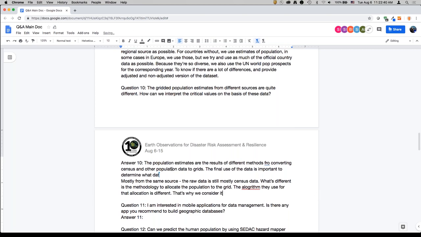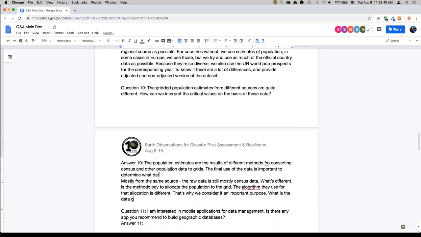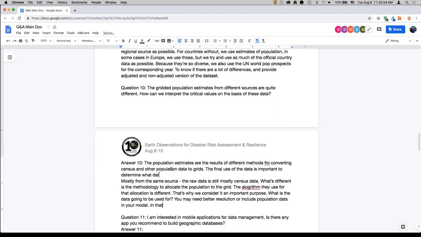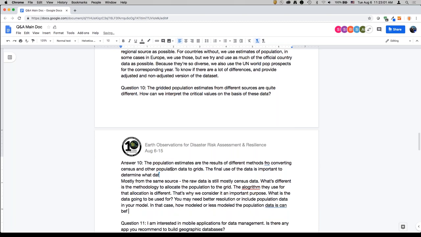So what is the data going to be used for? You may need better resolution, or you may need to include the population data in your model. In that case, how modeled or less modeled the population data is very important. I think that's part of what the user needs to decide, and that's why we put a lot of emphasis on the documentation, so it's possible to know exactly how the data was processed and where they're coming from.